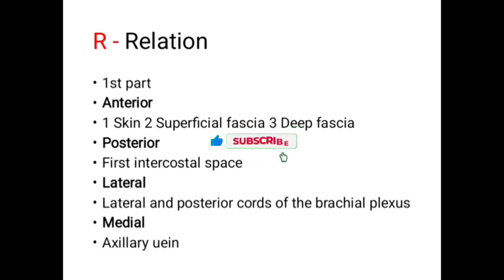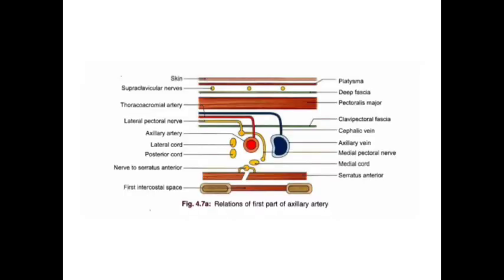Now for the first part, the anterior relations are the skin, the superficial fascia, and the deep fascia. The posterior relation is the first intercostal space. The lateral relation is the lateral and posterior cords of the brachial plexus, and the medial relation is the axillary vein.